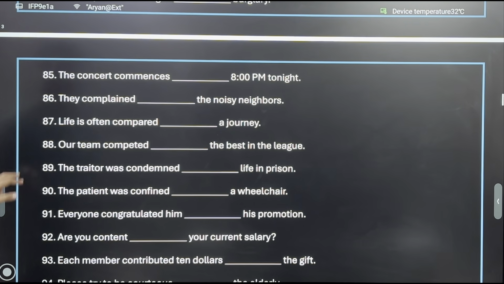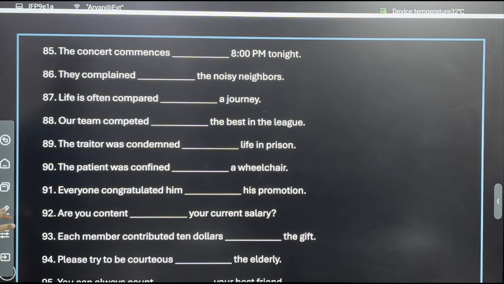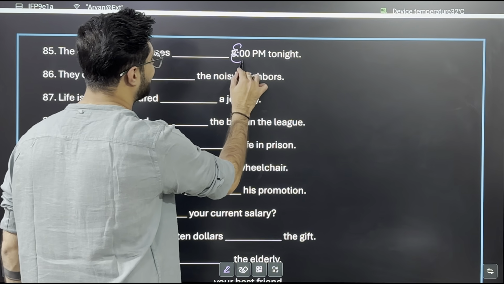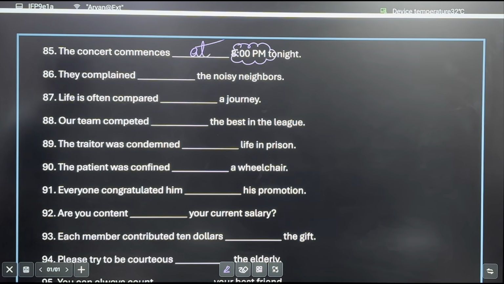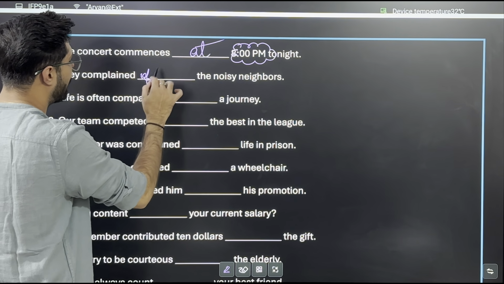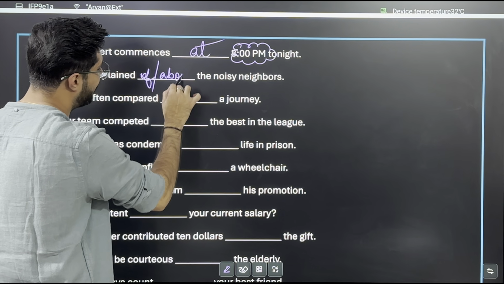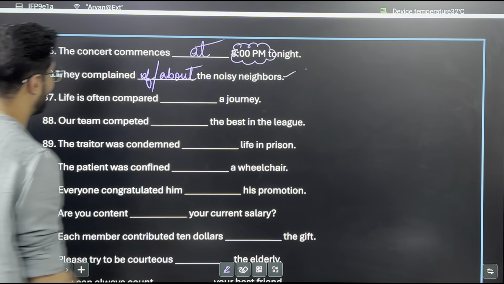The concert commences at 8 p.m. tonight. क्योंकि 8 p.m. एकदम बता दिया है कि इतना बजे से शुरू होगा, सो बोल के at का इस्तेमाल करेंगे, not from. At 8 p.m. tonight. They complained. Either you can say of the noisy behavior or about the noisy behavior. Both are acceptable in that case.